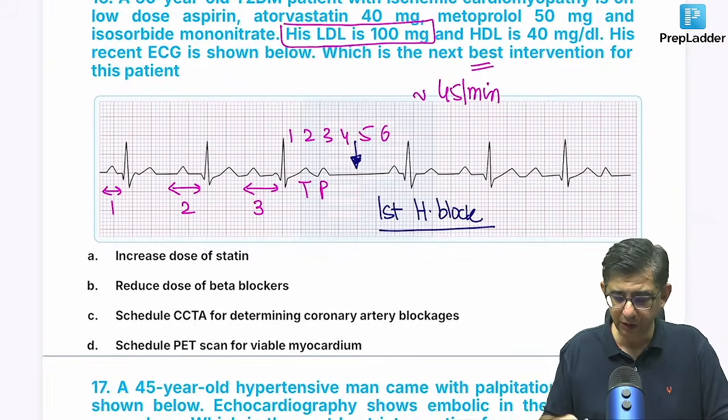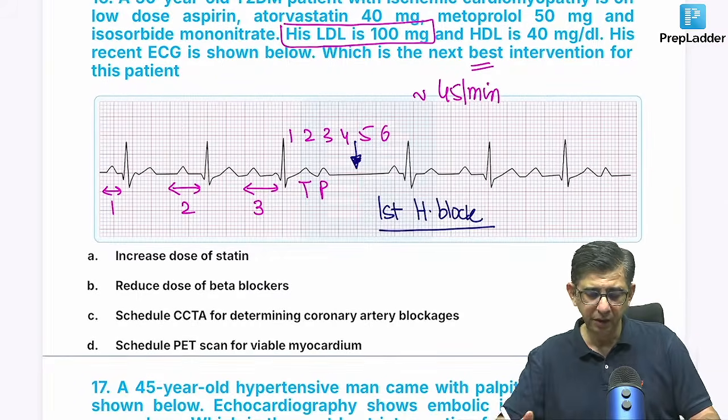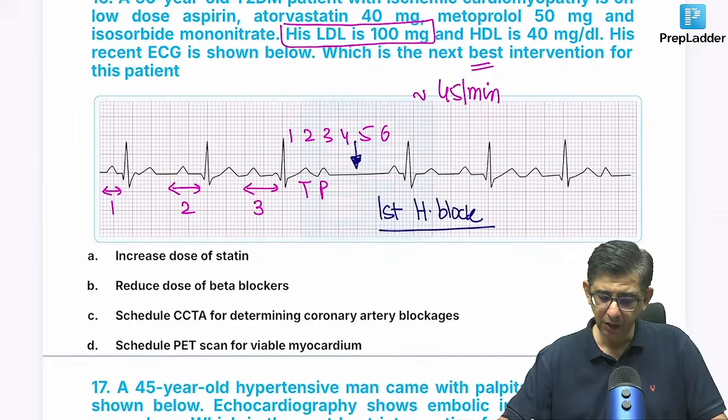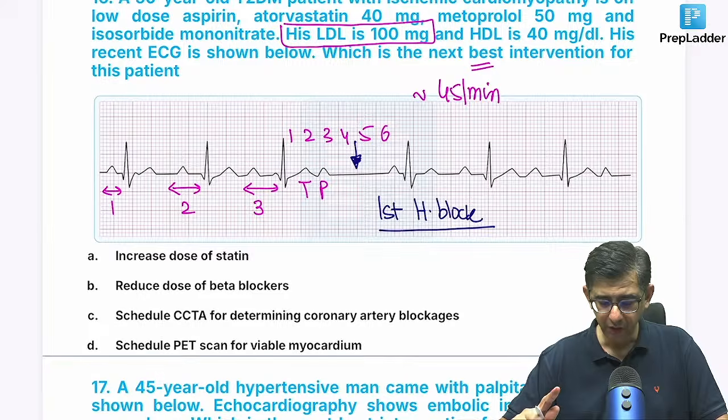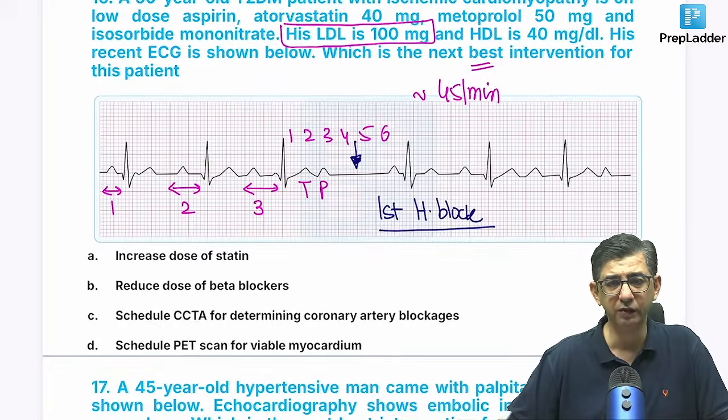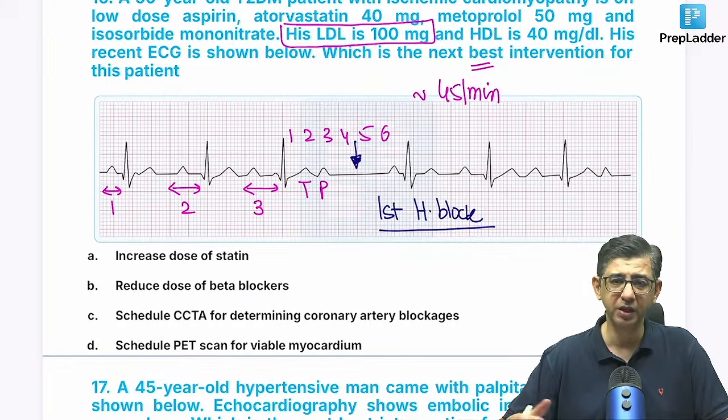arteries. So suppose if the ECG was not given, considering that उसका HDL का target achieve नहीं हो रहा है and the patient is already having ischemic cardiomyopathy, I want to check for revascularization. So if ECG was not given, I would have answered it as option number C. That is CCTA to evaluate the status of the coronary arteries, and then we can subsequently plan a revascularization procedure based on the PET scan report.